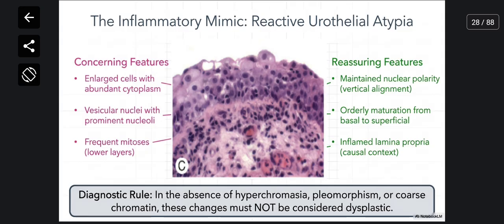Whereas in the other case, it could be some dysplasia. Nuclear enlargement will be there, abundant cytoplasm will be there, the nucleus will be vesicular, and you will start getting some prominent nucleoli. It may even show frequent mitosis, but the mitosis will be limited to the lower layers. So if there is no pleomorphism, hyperchromasia, or coarse chromatin, think twice before giving it as a dysplasia, right?